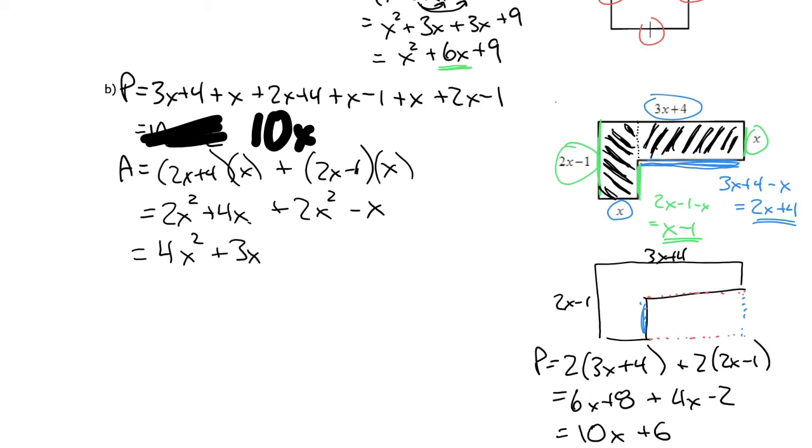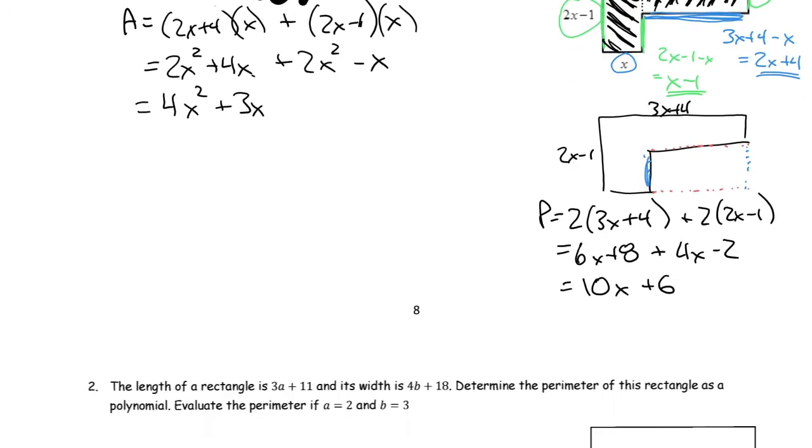This is going to be 10x plus 8 minus 2 plus 6. So it still does work. It's just, again, my mistake here. I forgot to add that extra 4 in there. Okay, now let's move on to the next question.